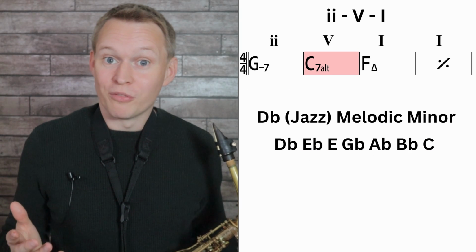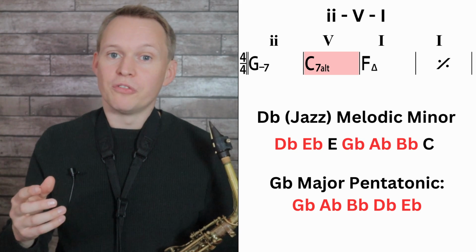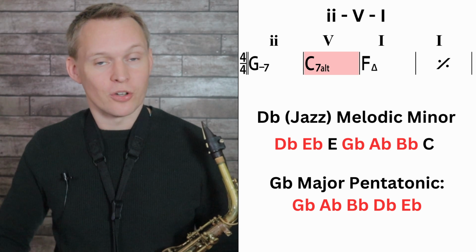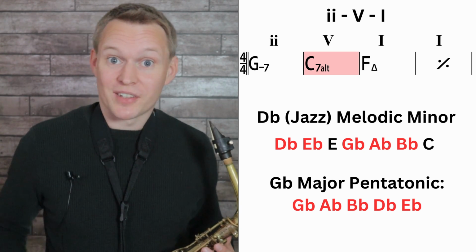And another really cool group of notes you can find within that D flat melodic minor scale are the notes for the G flat major pentatonic, or F sharp major pentatonic, however you prefer to think about it. And check out how that sounds.